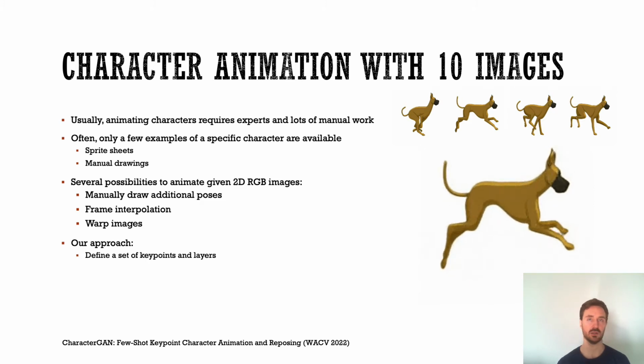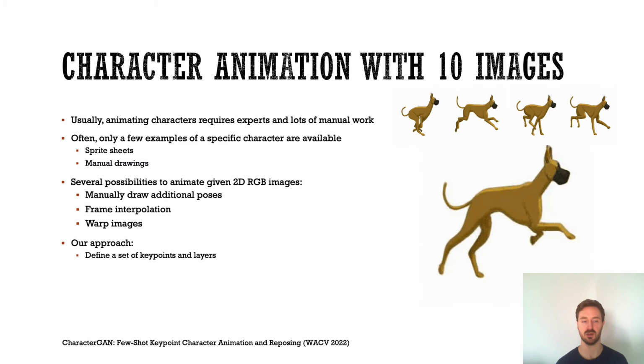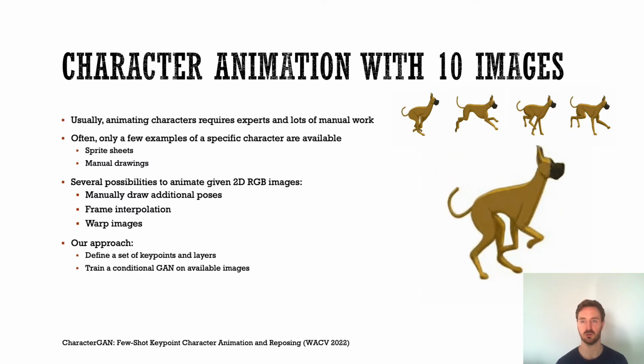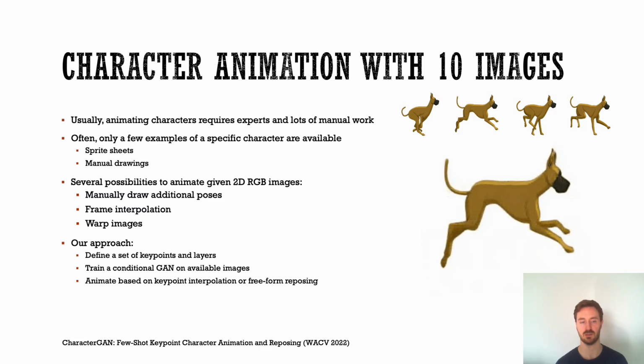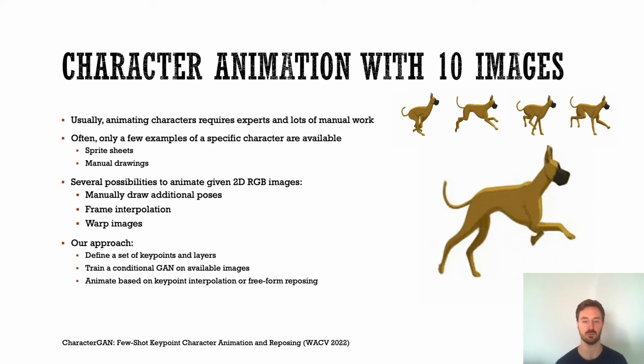So instead we introduce a new model that is basically trained on these images. We define a set of key points and layers, and we will go into more details on that. And then we train a conditional GAN. And with the resulting model we can animate based on key point interpolation or freeform reposing.